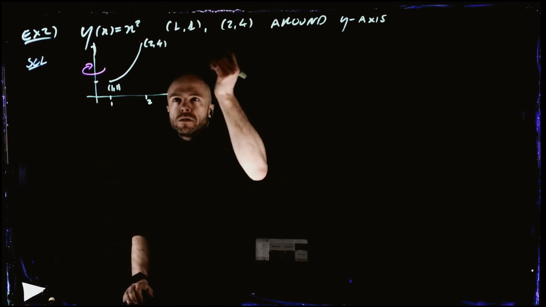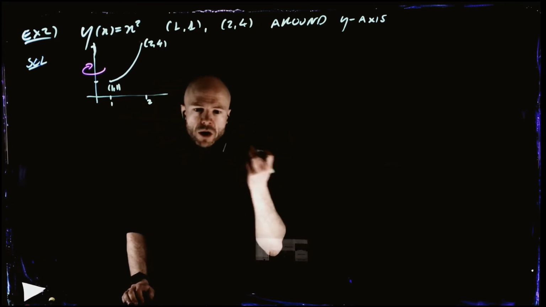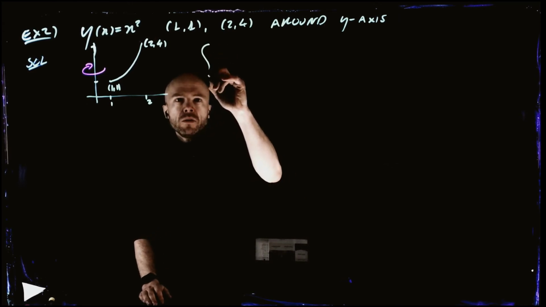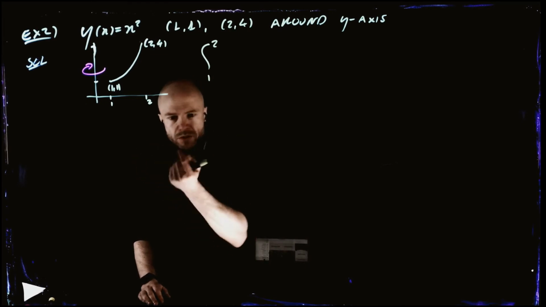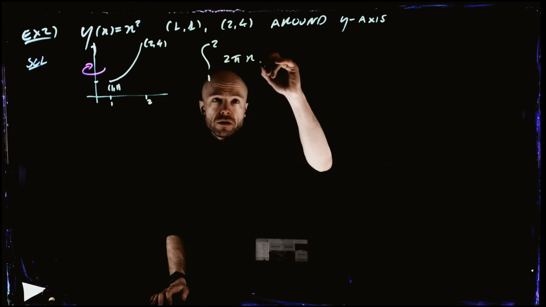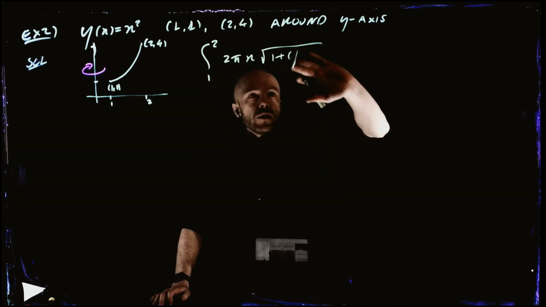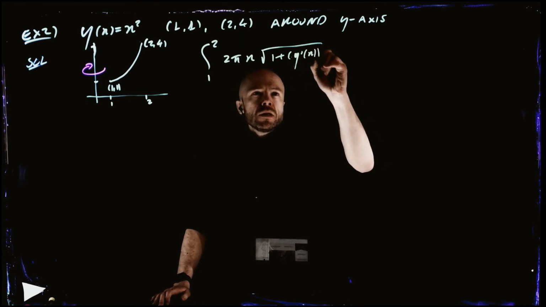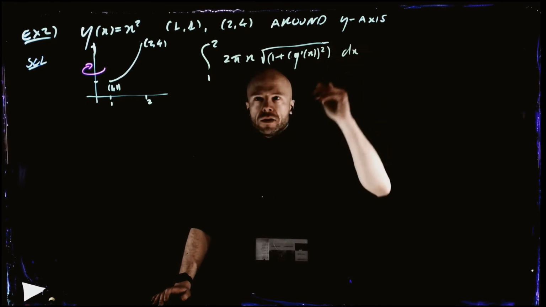So what's the formula? We're going to integrate with respect to x. Even though we're rotating around the y-axis, this formula allows us to integrate with respect to x. So we integrate between 1 and 2. The perimeter of these thin strips is given by 2 pi times x, and then the thickness is given by the square root of 1 plus y prime squared dx. That is what we're doing.